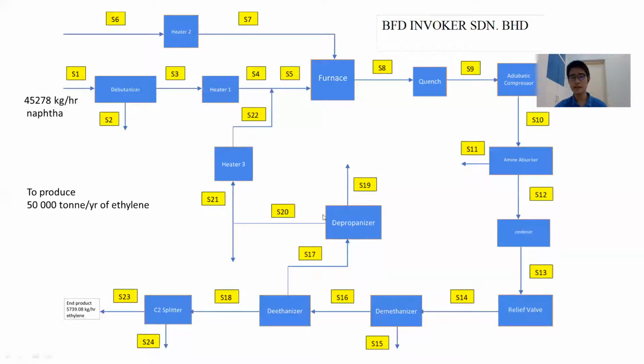After that, the stream will go through a process called the purging system. The purging system is to control the stream so that it will not overflow in the furnace afterwards, causing an explosion. After that, it will enter heater 3. The heater will heat up the stream in order to enter the furnace again. Yeah, that is basically our block flow diagram.